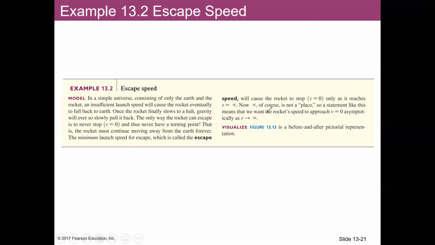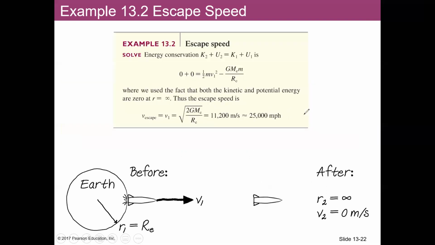There's that answer. Oh, they're still in the visualize step. So they get an escape velocity of 11,200 meters per second, 25,000 miles an hour. Typical space units for velocity are kilometers per second. So 11 kilometers per second is the escape speed on Earth.